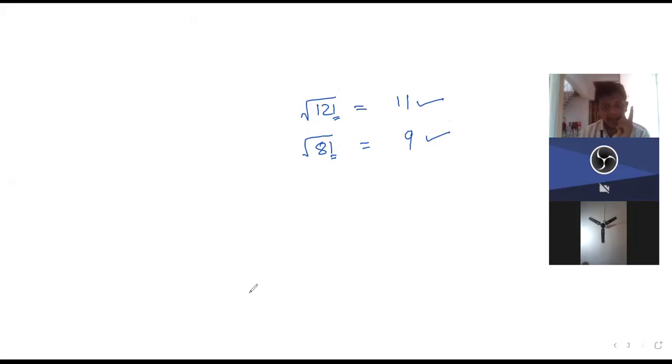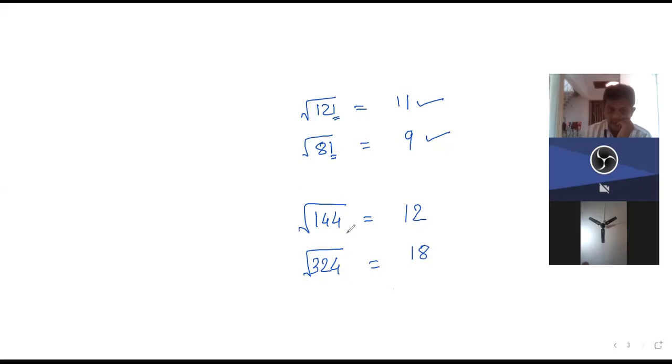Square root of 144 is how much? 12. And 324 ka square root is what? 18. Means for a number ending with 4, the ones digit in the square root could be 2 or 8. Are you understanding? Yes, sir.